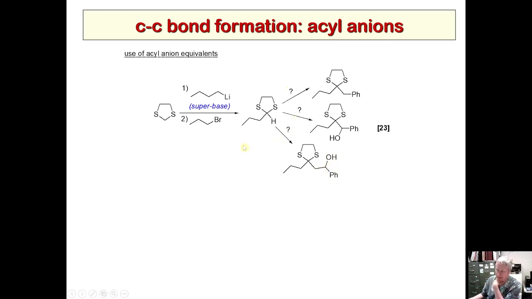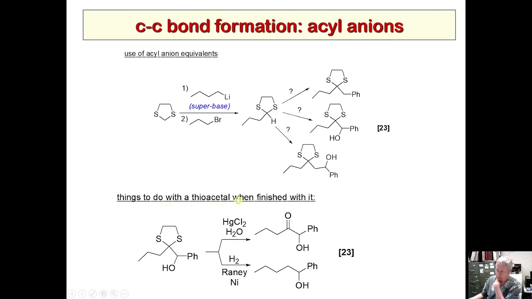Once we're done with that, then what can you do with the thioacetal when you're finished with it? Kind of two things. One, you can return it back to a ketone, which is sort of the normal acyl anion idea: mercury, water. Or you can do H2, Raney nickel, which is our way of reducing thioacetals, and basically just wipes it all off the molecule, and you're left with the alcohol in this case. Anyway, if you haven't seen this, you will see it, or I may refer you to YouTube for an extra credit problem.